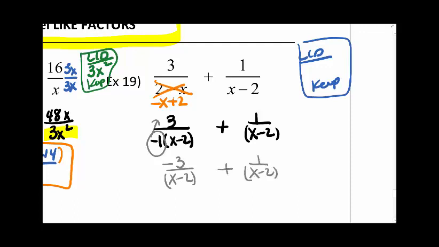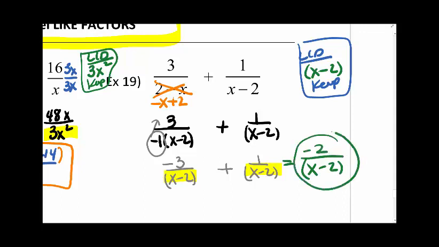So it didn't look like it, but this problem actually has the denominators already matching. So my LCD is x minus 2. I had to manipulate it, but they match. So we keep the denominator. We add across the numerator. Negative 3 plus 1 will give me a negative 2. Put those parentheses around the denominator so you don't fall into that trap of canceling the negative 2's.